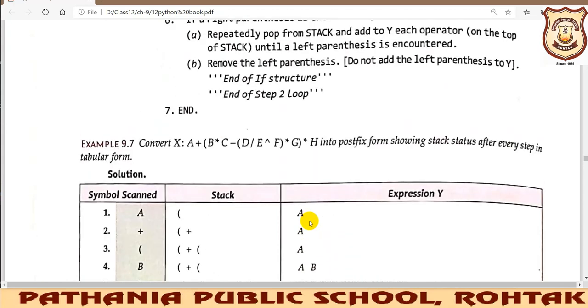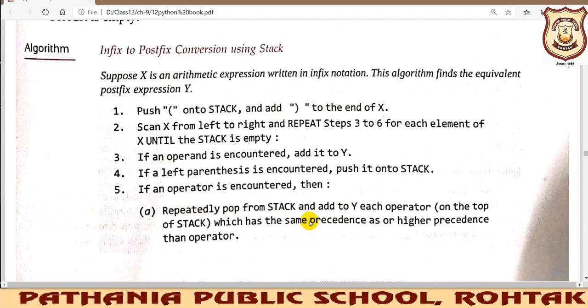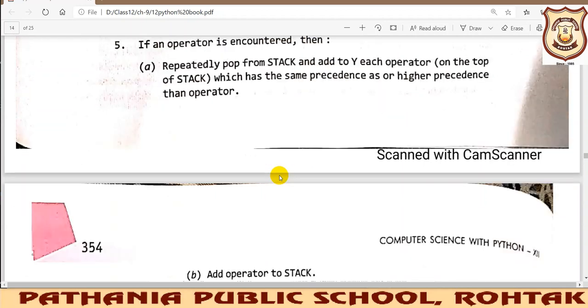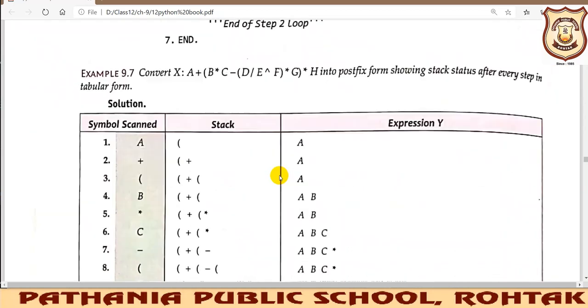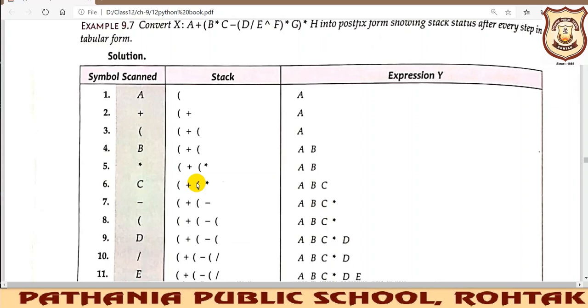Okay, the algorithm has been given in your book, but before telling you the algorithm I will take the example first, because otherwise you will not get the things that are written inside this algorithm. So let us go by the solution of it, then we will understand the algorithm part.